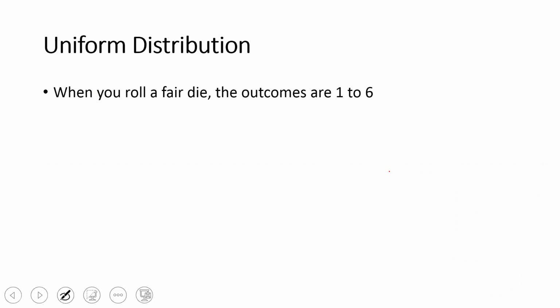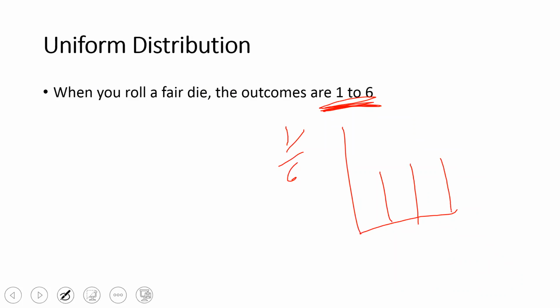If I roll a dice, then the probability of every outcome will be 1 by 6. So here my curve will be like this only, flat across 1, 2, 3, 4, 5 and 6.